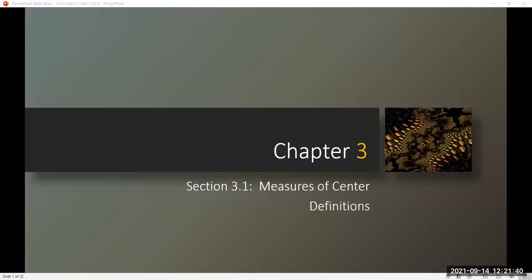All right, so section 3.1, measures of center. This is the first section in chapter 3. We really start to use our calculator here in chapter 3. You'll see that on some other videos. I'm going to focus here on definitions.